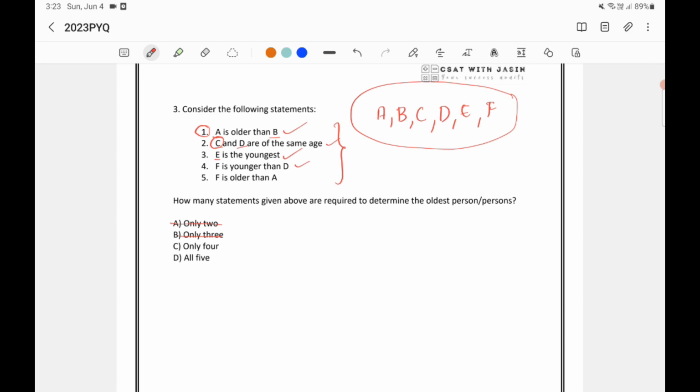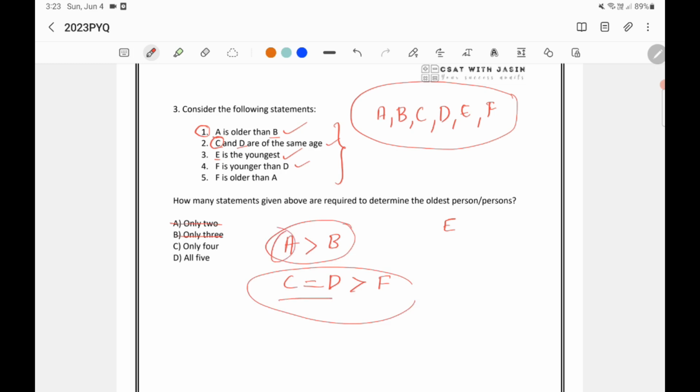So the first statement says that A is older than B. The second statement says that C and D are of the same age, so C is equal to D. The third statement says that E is the youngest, so E will come last. Now the fourth statement says that F is younger than D. So we have written like this. Now we should get a relationship between this and this. Okay, then only we can say who is the oldest, because sometimes A can be the oldest, sometimes C or D can be the oldest.